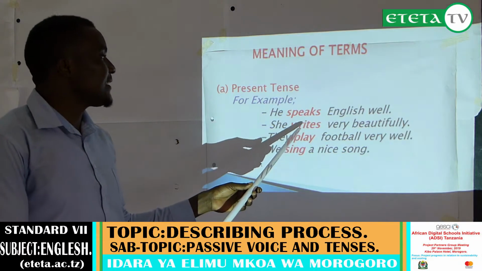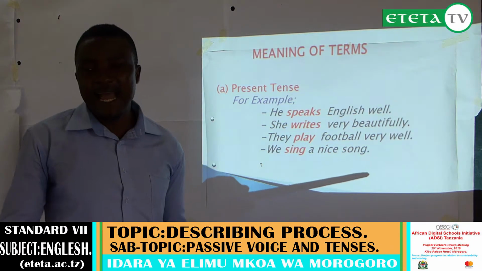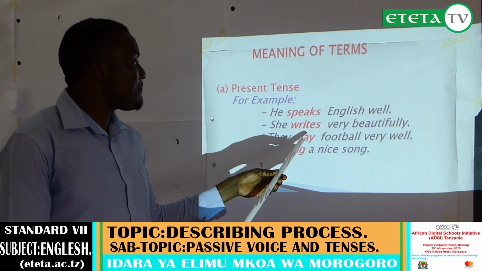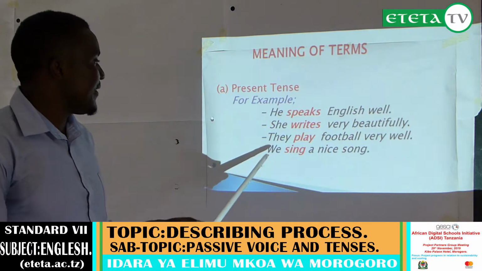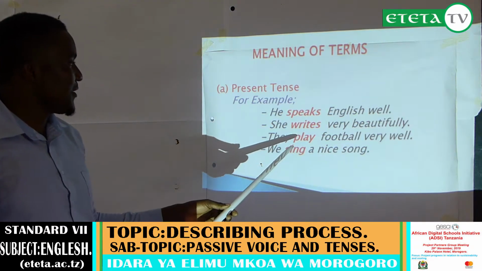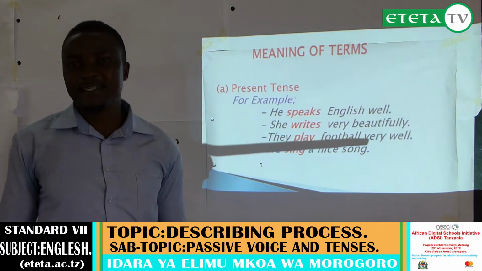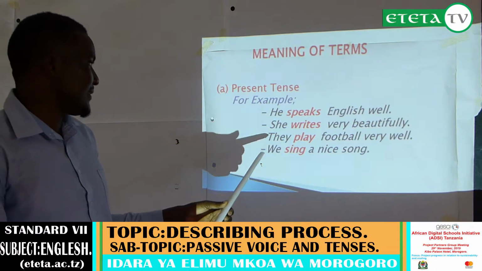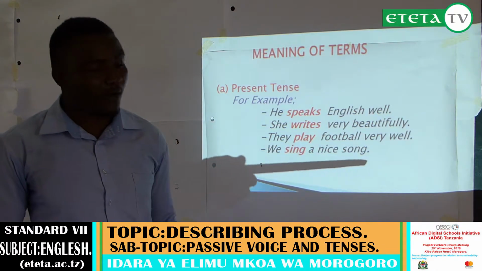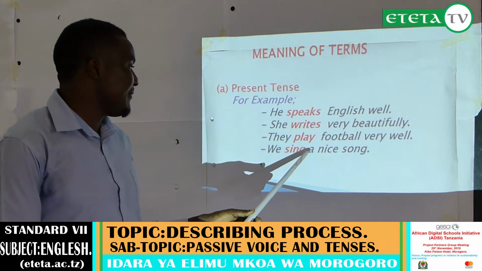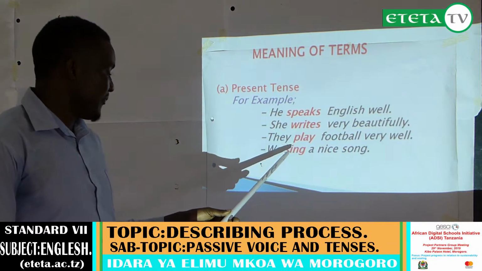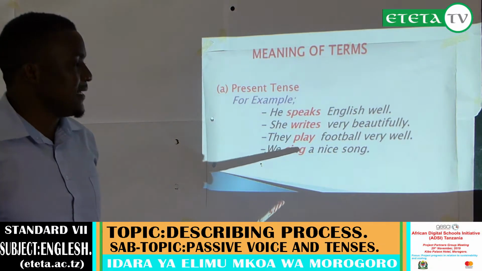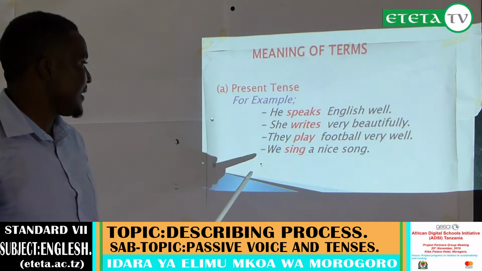indicating that the action is done at present. And then we have another sentence, which is: They play football very well. Also, the verb play indicates that the action takes place in the present time. We sing a nice song. We have the verb sing. Also, the form of this verb indicates that the action is done in the present time.